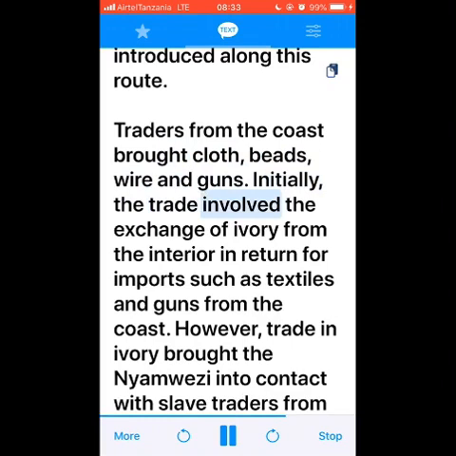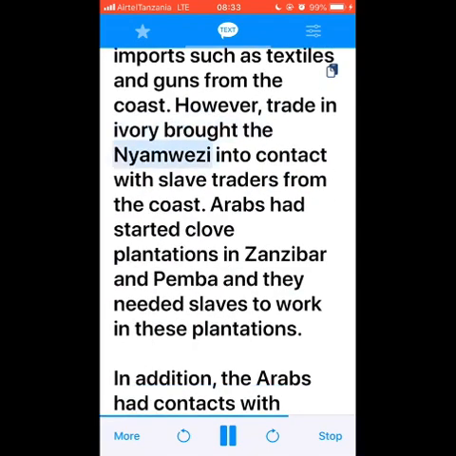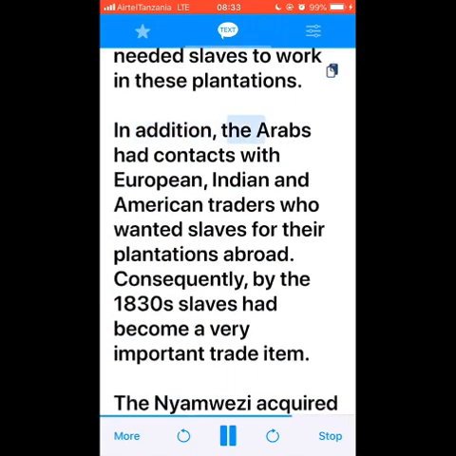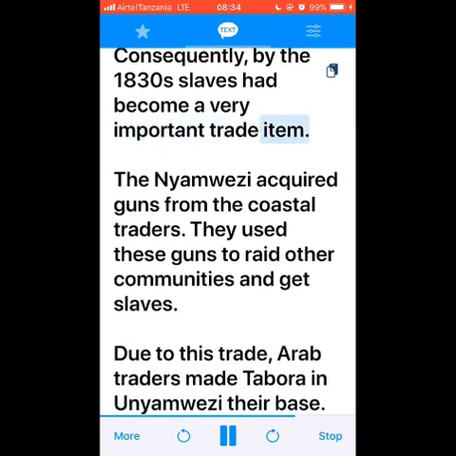Initially, the trade involved the exchange of ivory from the interior in return for imports such as textiles and guns from the coast. However, trade in ivory brought the Wanyamwezi into contact with slave traders from the coast. Arabs had started clove plantations in Zanzibar and Pemba and they needed slaves to work in these plantations. In addition, the Arabs had contacts with European, Indian and American traders who wanted slaves for their plantations abroad. Consequently, by the 1830s slaves had become a very important trade item.